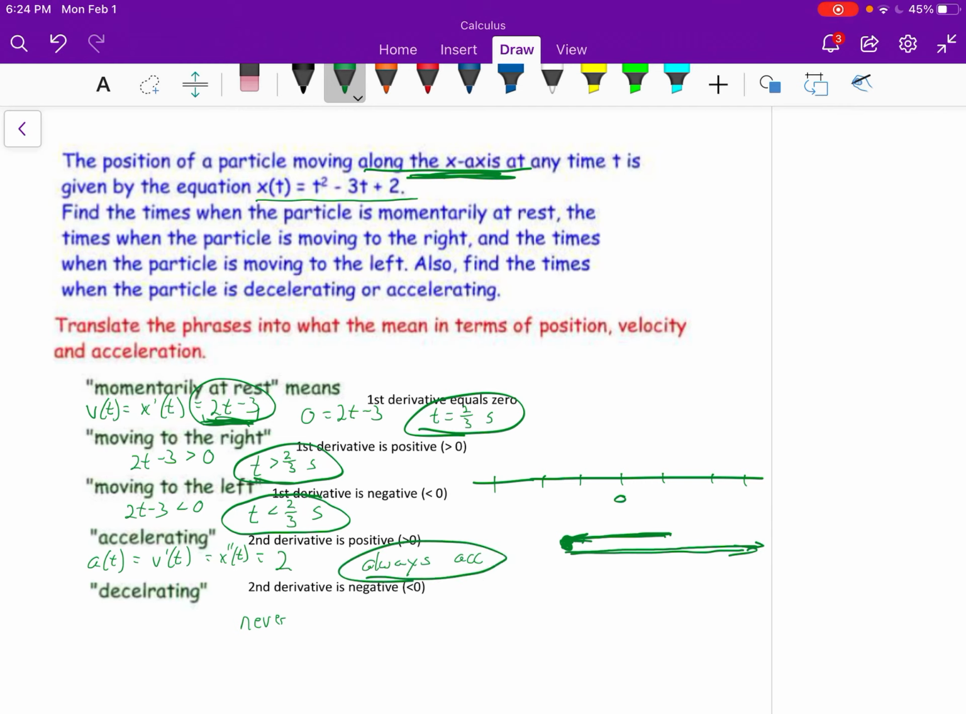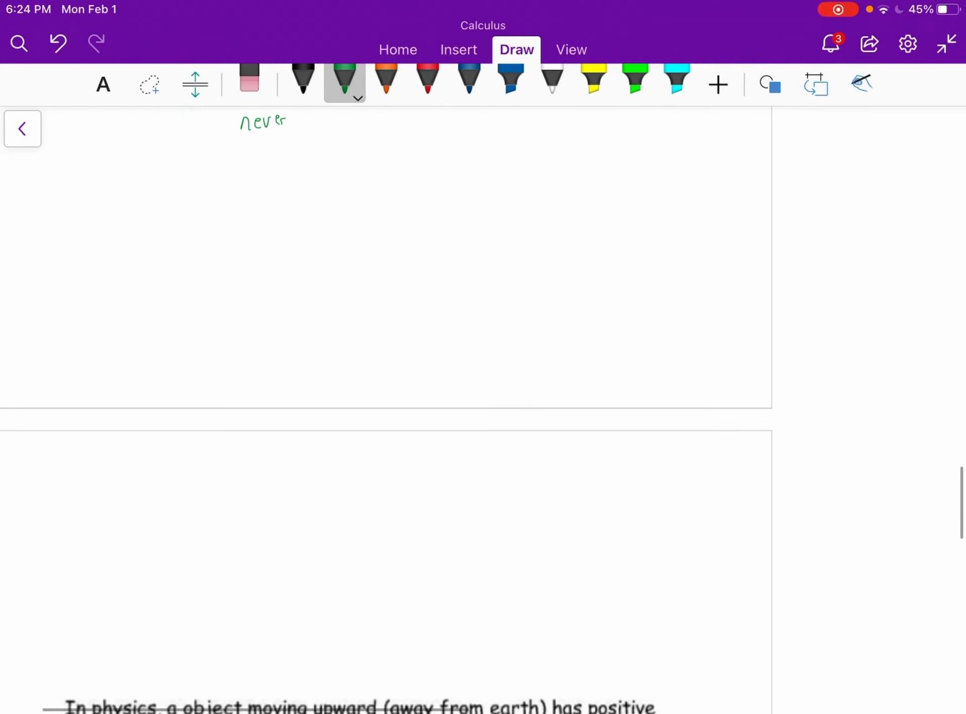It's always accelerating, and those are some of the relationships you'll need to know as you work through acceleration, velocity, and position.